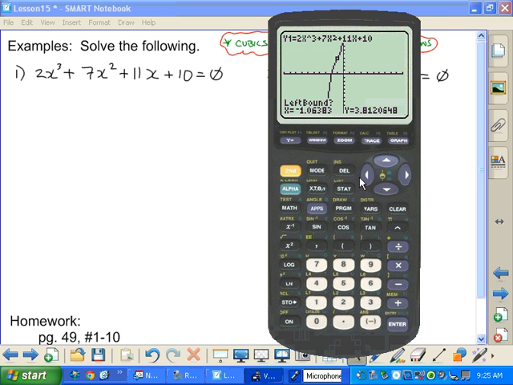So left bound, you can see my cursor moving back and forth. It wants me to put the cursor on the left side of the x-intercept, which in this case means I have to go below the x-axis, and I'll hit enter. Next, I have to move the cursor to the right side, which is right here. This is because the calculator guesses. It goes through what's called an iterative process. So when I hit enter, I find that the root is at x equals -2 and a y value of 0.